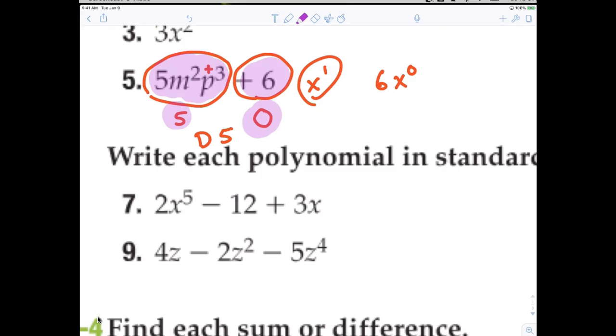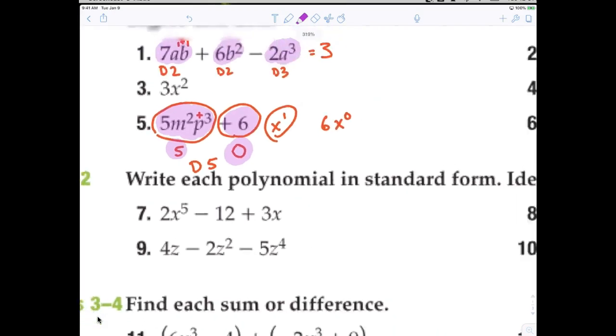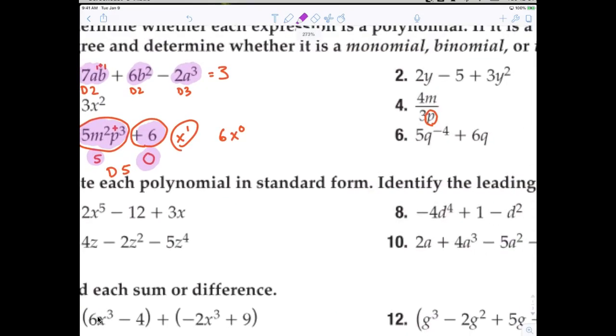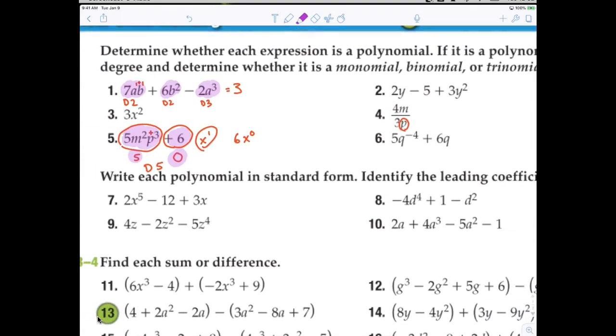On the last problem, it was not a polynomial, so there is no degree. What's the difference between a binomial and a trinomial? 2 and 3. Binomial means 2. Trinomial means 3.